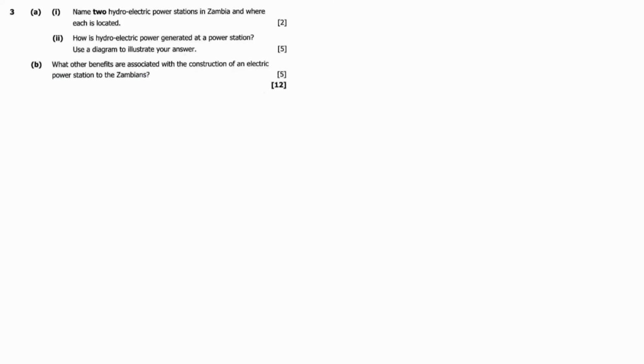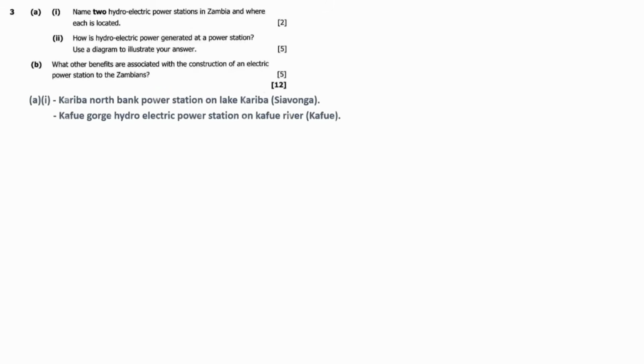And then question number 3, A I, name 2 hydroelectric power stations in Zambia and where each is located. So we have the Kariba North Bank Power Station on Lake Kariba in Siavonga. We also have the Kafue Gorge Hydroelectric Power Station on Kafue River in Kafue. We also have others like the Victoria Falls Hydroelectric Power Station, Itezhi-Tezhi Hydroelectric Power Station, and so on. So you can choose any 2.